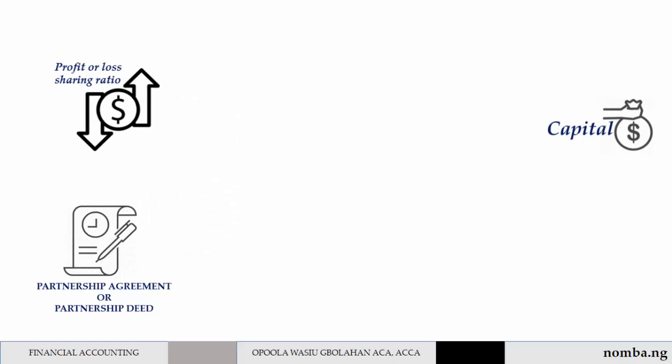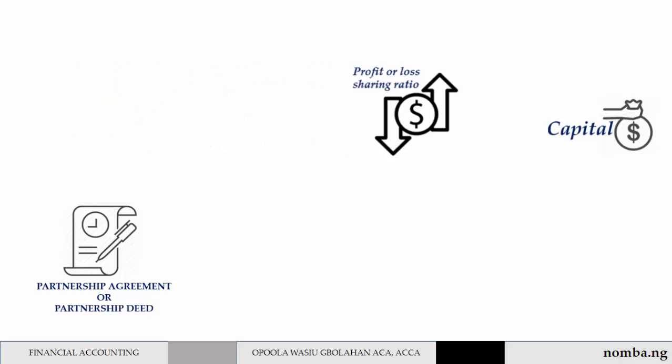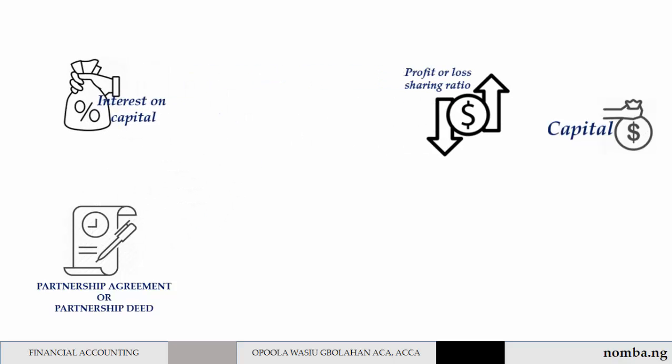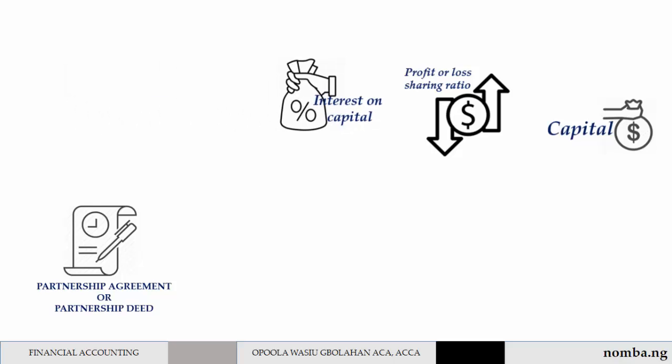The contents of the partnership agreement include the following. 1. The capital to be contributed by each partner. 2. The ratio in which the profits or losses are to be shared. 3. The rate of interest, if any, to be paid on capital before the profits are shared. 4. The rate of interest, if any, to be charged on partners' drawings. 5. The salaries to be paid to partners.